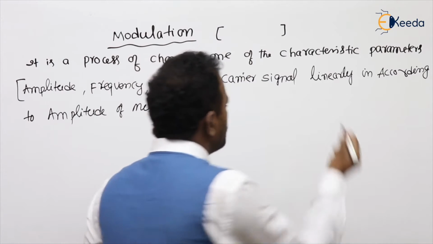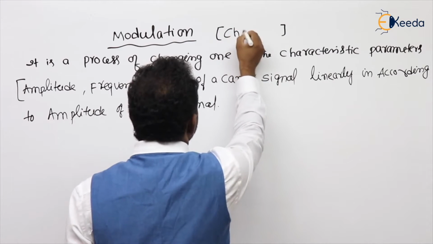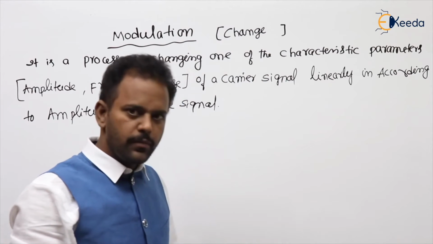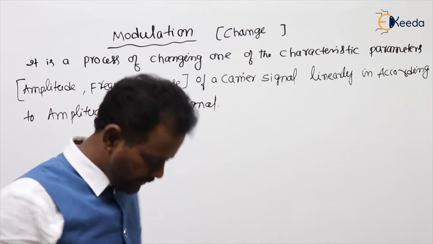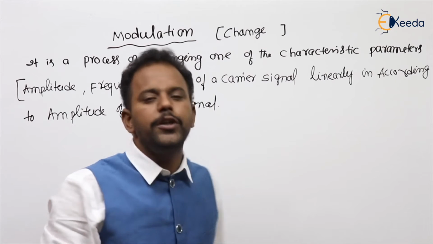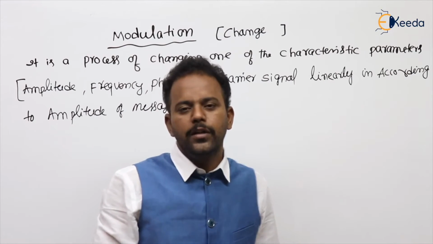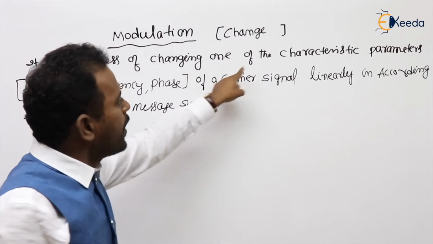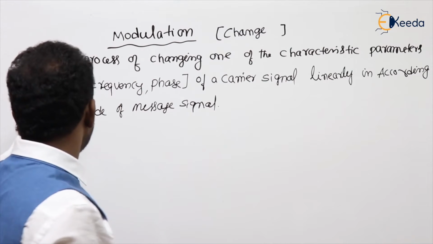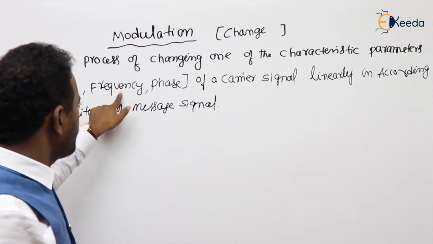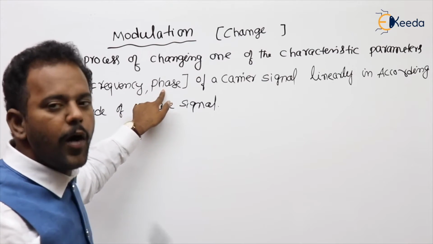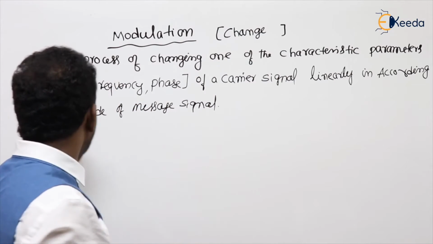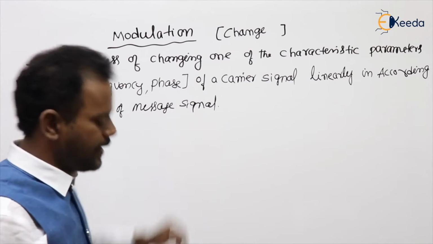the dictionary meaning is, modulation is nothing but a change. Modulation means change. So what is the technical definition for modulation? Modulation is a process of changing one of the characteristic parameters, maybe amplitude or frequency or phase, of a carrier signal linearly in accordance with the amplitude of the message signal.